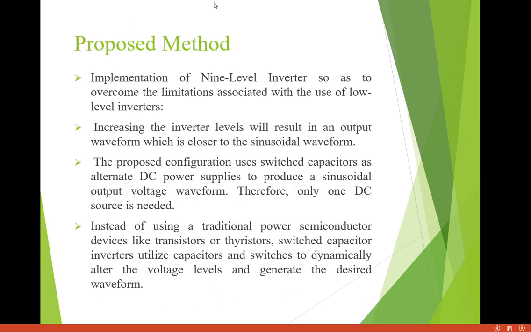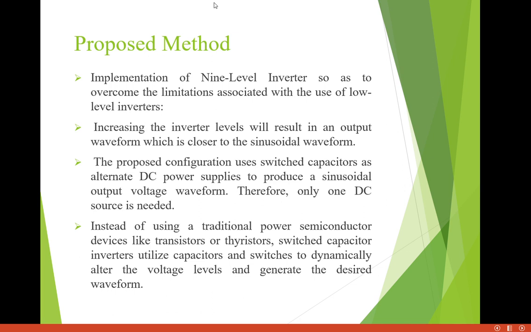In the proposed method, the implementation of 9-level inverters overcomes the limitations associated with the use of low-level inverters. Increasing the inverter levels will result in an output waveform which is closer to the sinusoidal waveform. The proposed configuration uses switched capacitors as alternate DC power supplies to produce a sinusoidal output voltage waveform. Therefore, only one DC source is needed.